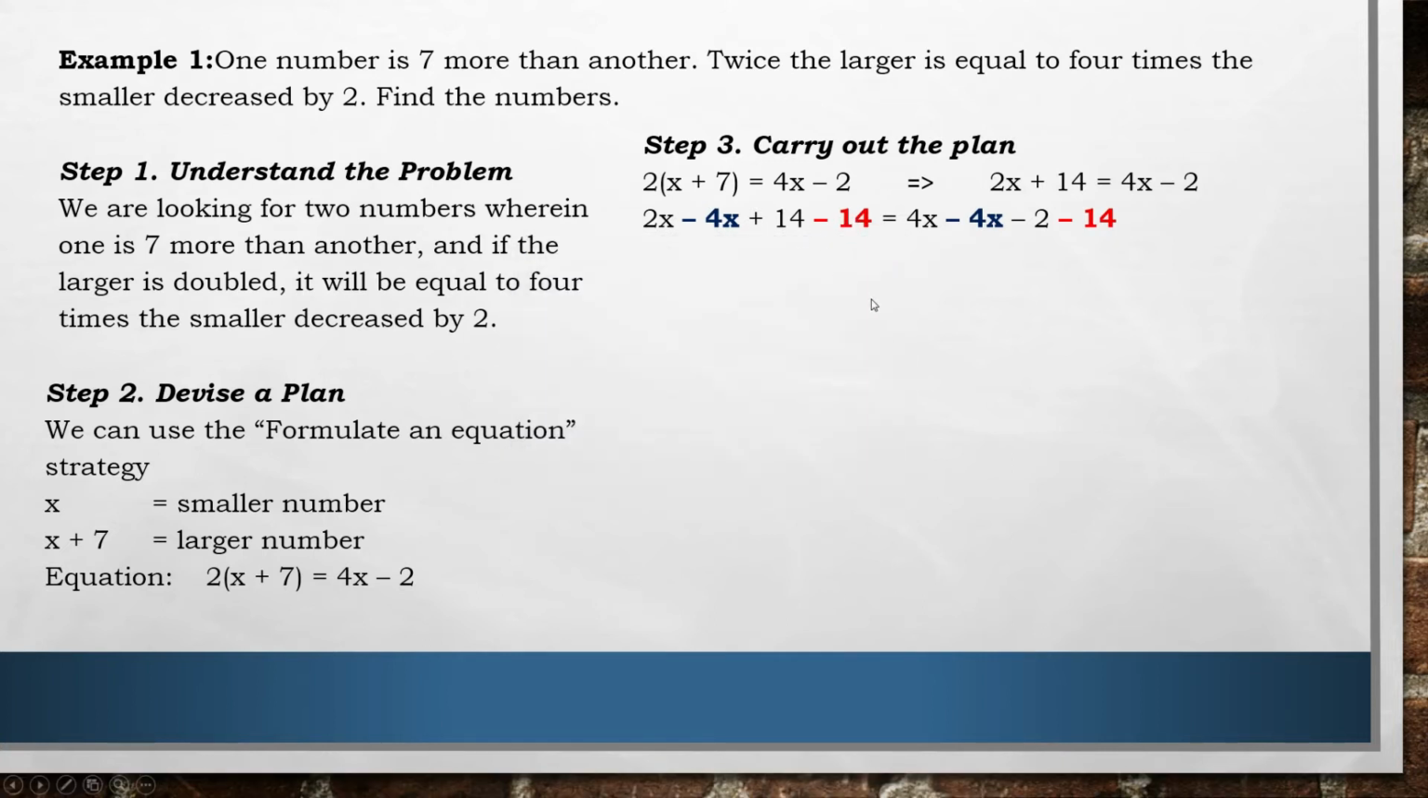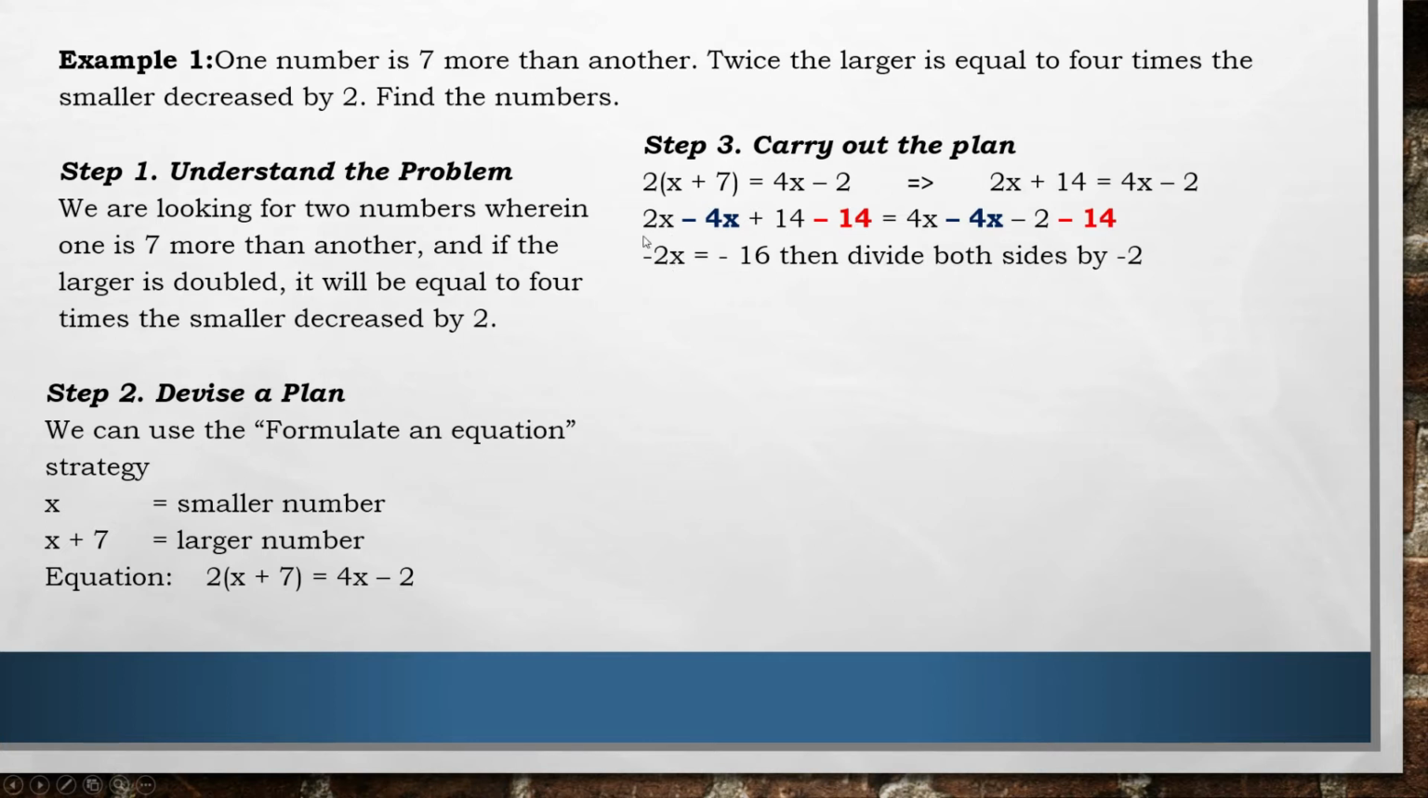So having that one, we can have negative 2x is equal to negative 16. Then divide both sides by negative 2. Where did we get negative 2x? That is 2x minus 4x. 2x minus 4x is negative 2x. Same is true with negative 16. Negative 2 minus 14 is negative 16.